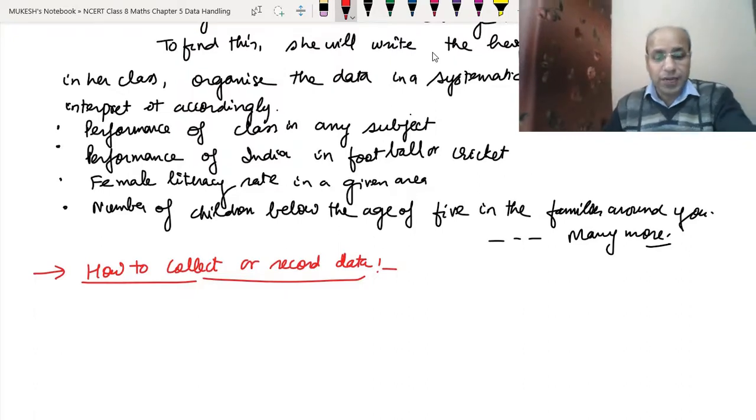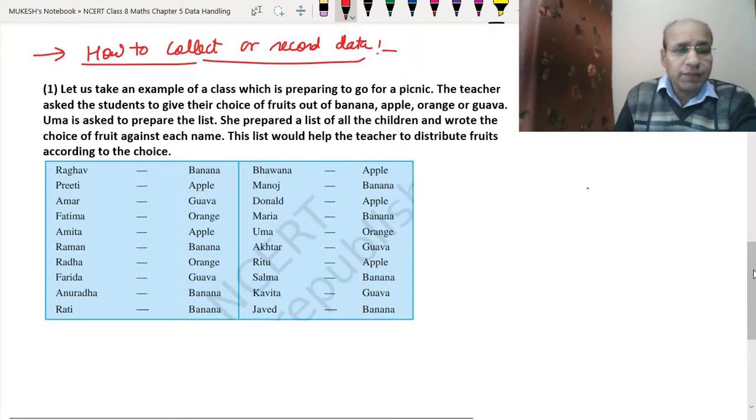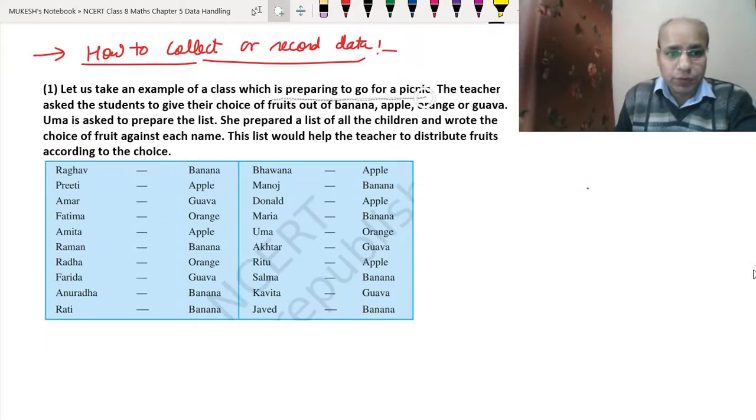So let's see it by an example. See, here we have taken an example of a class which is preparing to go for a picnic. The teacher has asked students to give their choice of fruit out of banana, apple, orange and guava. Uma is asked to prepare the list. She prepared a list of all the children and wrote the choice of fruit against each name, and this list would help the teacher distribute the fruit according to their choice. So these are the different names given here, and against each name, the fruit liked by the student is given here.